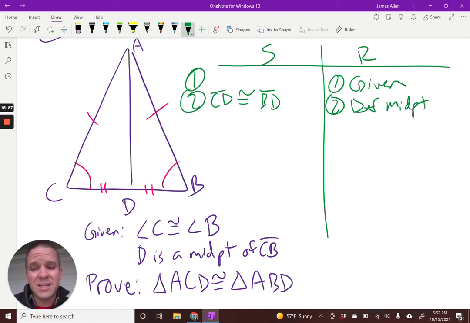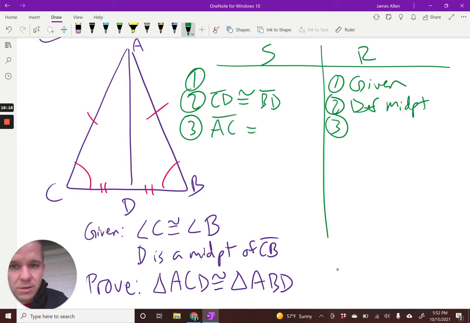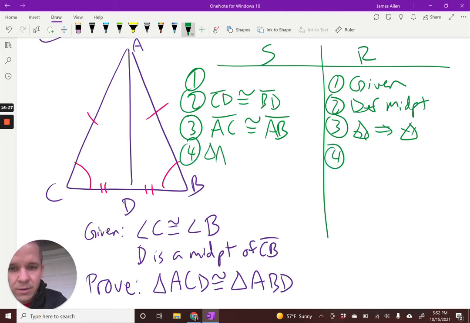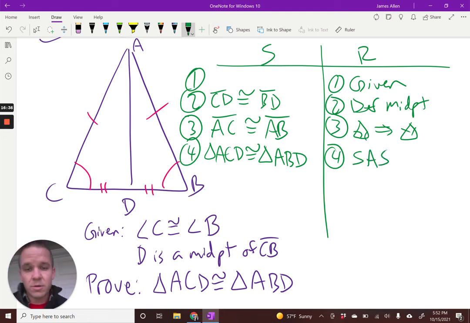And think about this. I could have given you that AD is a median, and then you would have to tell me that D is a midpoint, and then you could say that the two segments are congruent. So that's a way to add a step to this thing, a little bit of a difficulty bump. But for this one, we had the midpoint, got my congruent segments. AC is congruent to AB. If angles, then sides. And then lastly, I've got my proof. Triangle ACD is congruent to triangle ABD, and that is SAS.